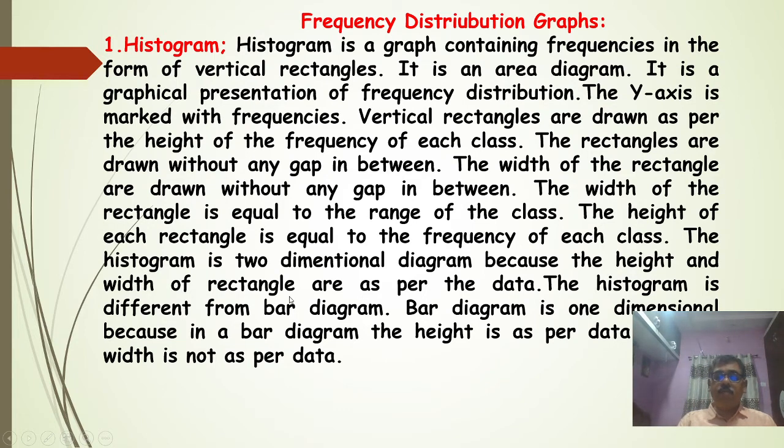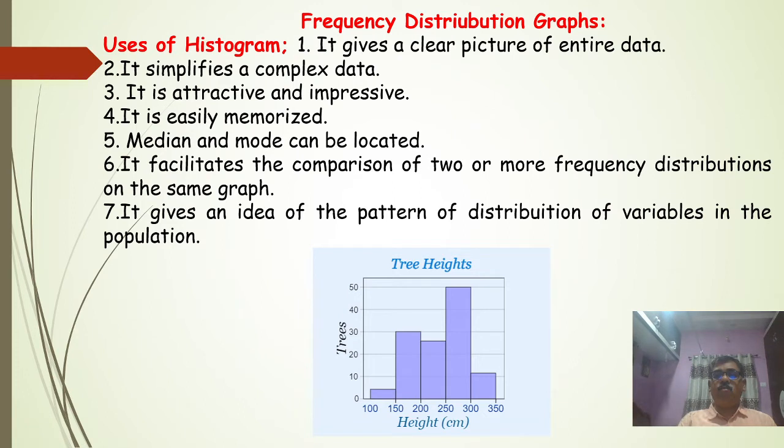The histogram is different from the bar diagram. A bar diagram is one dimensional because in a bar diagram the height is as per data and the width is not as per the data. This is the frequency distribution graph, or the histogram. In this histogram, there is no gap in between these two rectangles, and it gives a clear picture of the entire data.